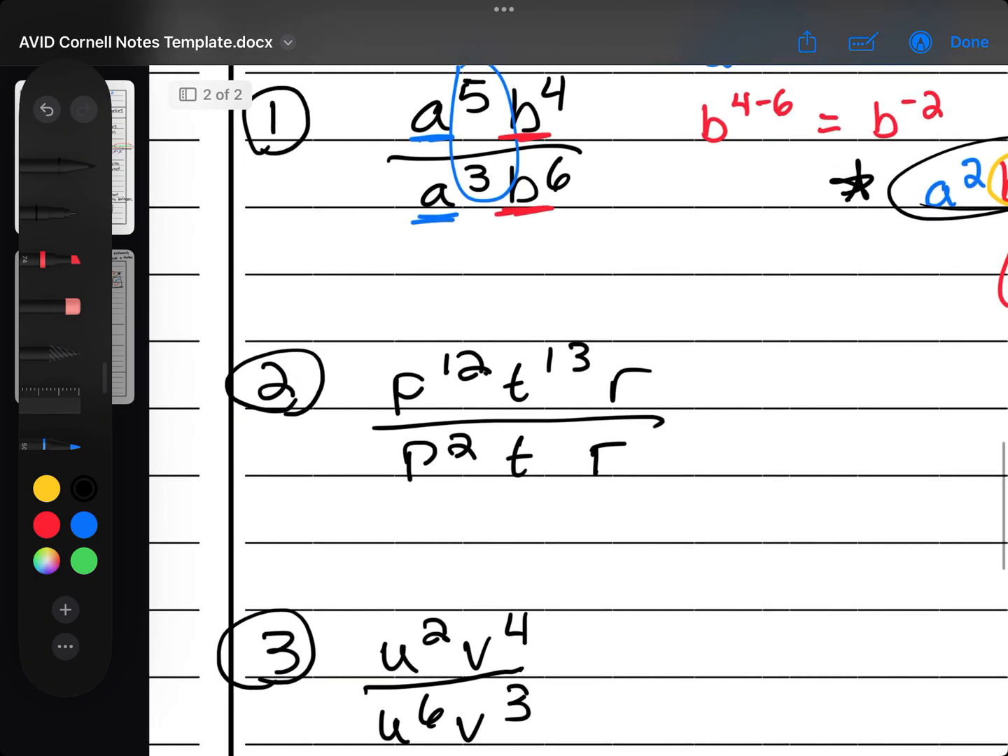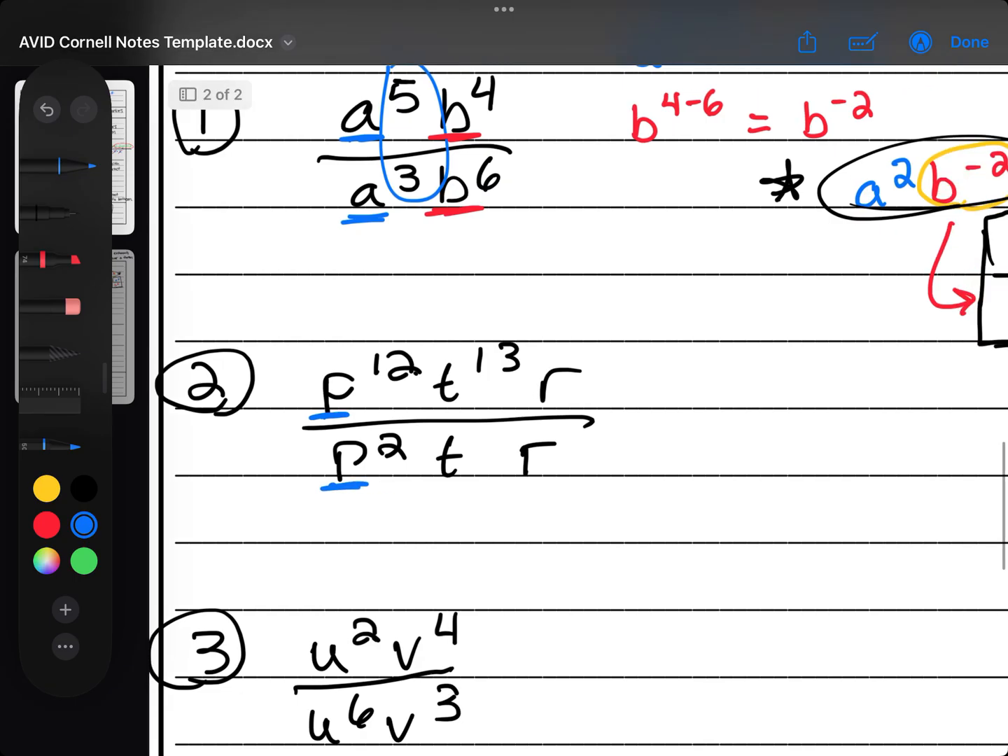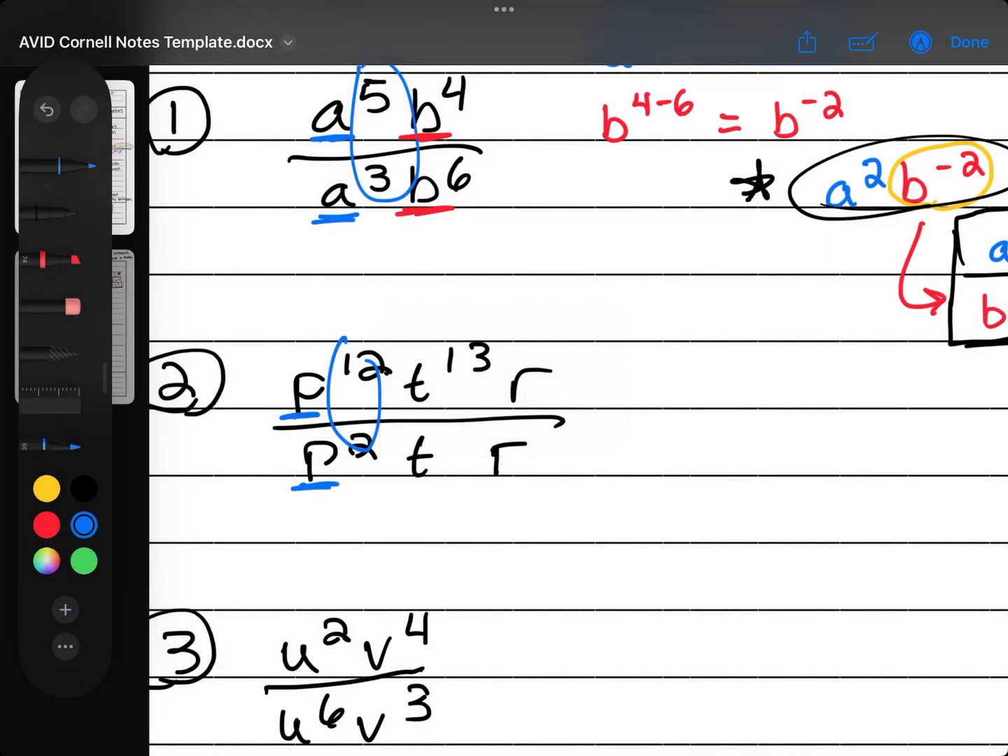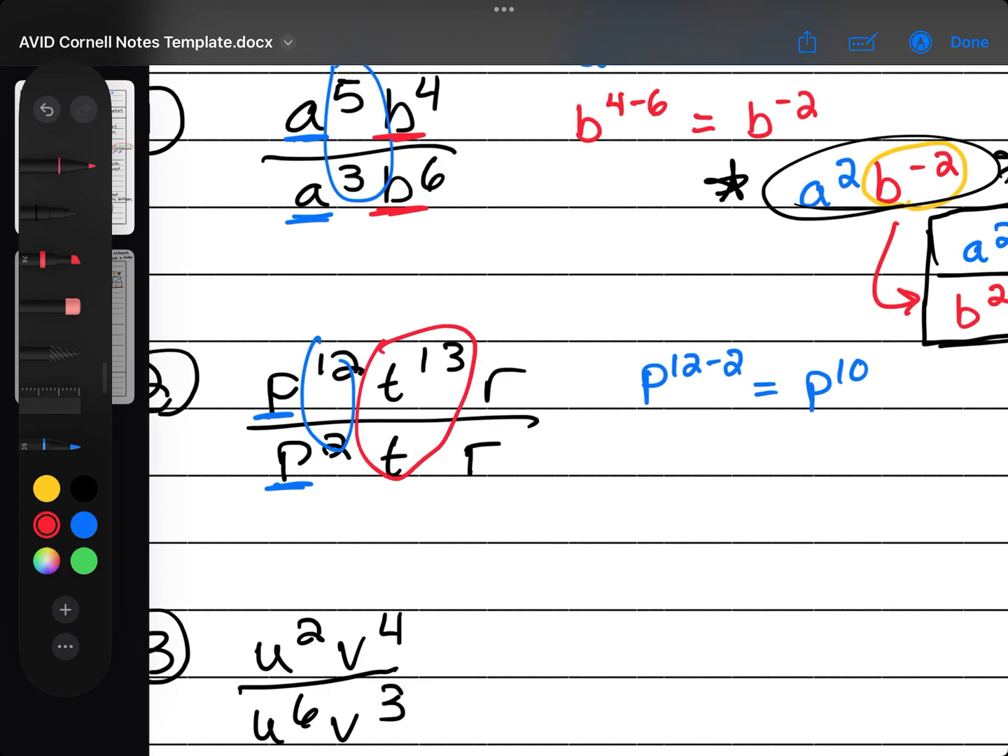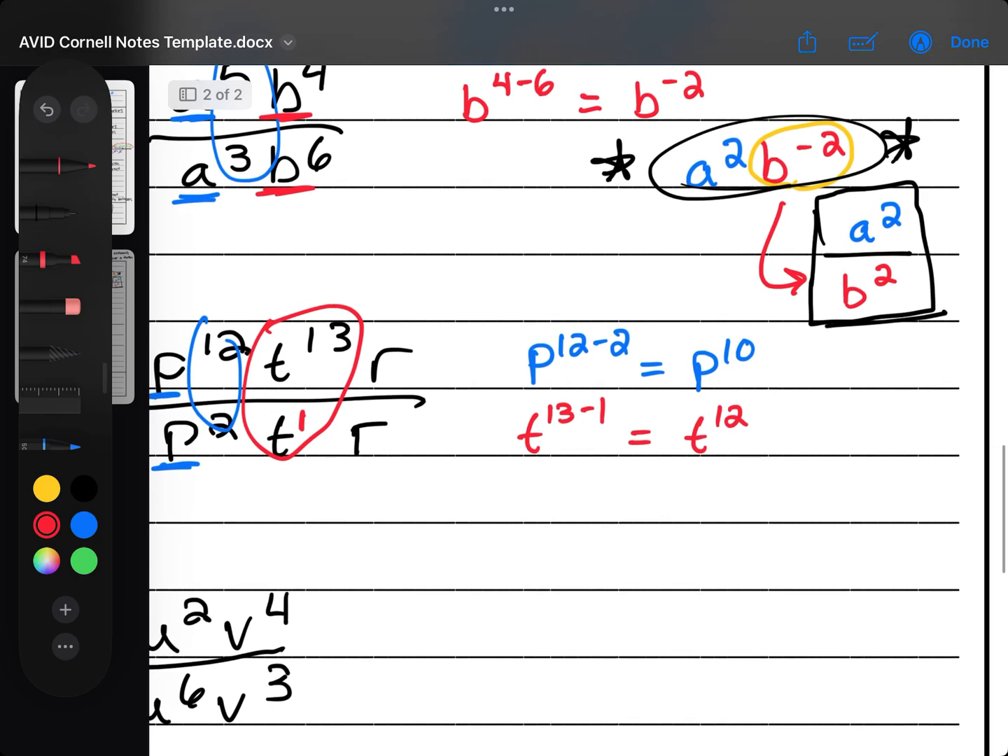Okay, so with this one here, we have two p's. I got a p on the top, p on the bottom. So you got to subtract top to bottom. So I got p to the 12 minus 2, which is p to the 10th power. Okay, same thing here with the t's. Remember, it's really t to the 1st. So I got t to the 13th minus 1, which is t to the 12th. So far in my answer, I have p to the 10th, t to the 12th, and then r. So if you have the same thing on the top and the bottom, it just cancels out. It vanishes like magic. R to the 1, it's gone. It cancels out. So your final answer for this one is p to the power of 10, t to the power of 12.